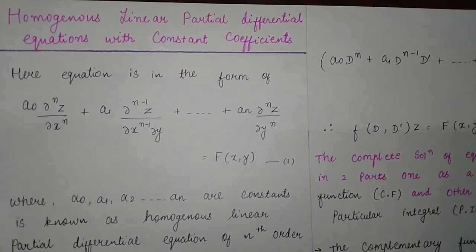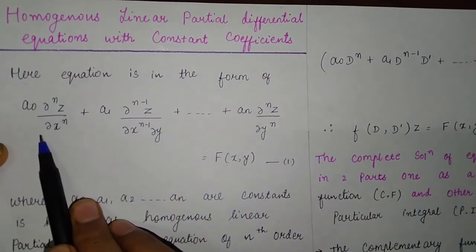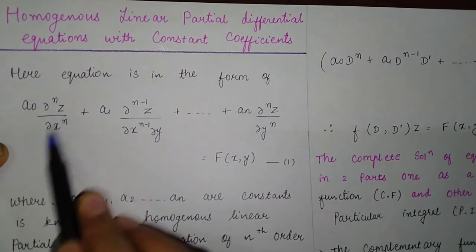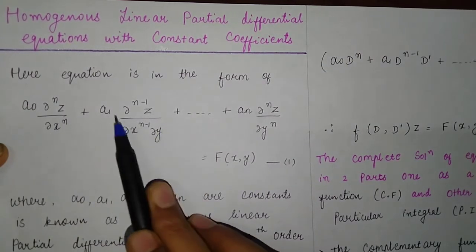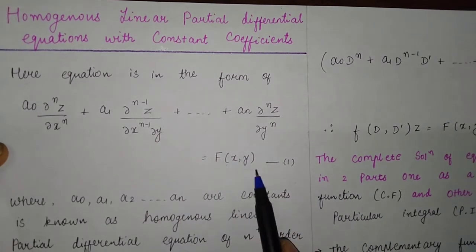Hello everyone. So today we will study method 2 of unit 5, that is homogeneous linear partial differential equations with constant coefficients. So first of all we will see the theory of this topic and then we will move towards the examples. So first of all, here the equation is in the form of a0 del^n z by del x^n plus a1 del^(n-1) z by del x^(n-1) del y and so on.